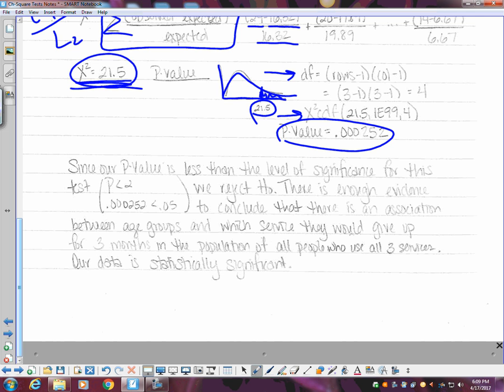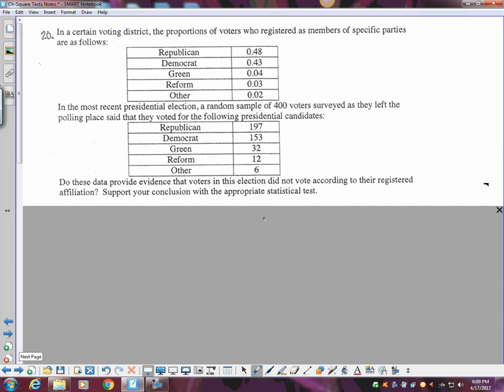Okay, so since our p-value is less than the level of significance for this test, we reject H sub O. There is enough information to conclude, and then I just go back and read my H sub A. There is an association between age groups and which service they would give up for 3 months in the population of all people who use all 3 services. Again, don't be lazy right there. Our data is statistically significant. All right, so that was an independence.